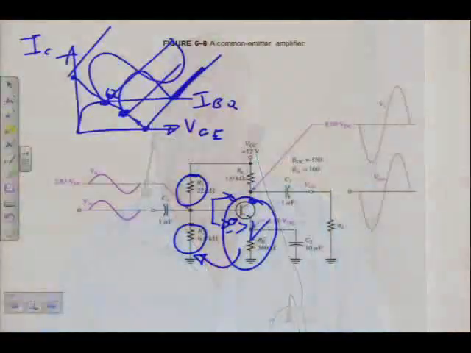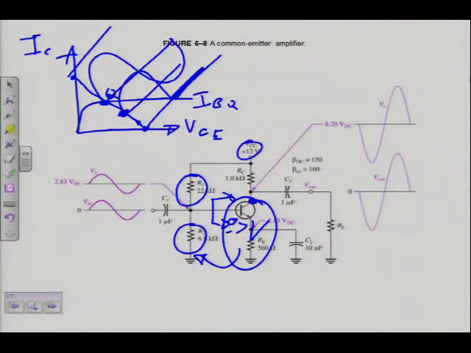I want to calculate r'e. Can you remember? 25 millivolts divided by IE. So I can get my IE. I can calculate VC, which is VCC minus ICRC. VC is this voltage here, and of course it will be the supply voltage, VCC, minus the volt drop over RC to get that voltage. And VCE is then just VC minus VE. There, I've done my whole DC analysis.